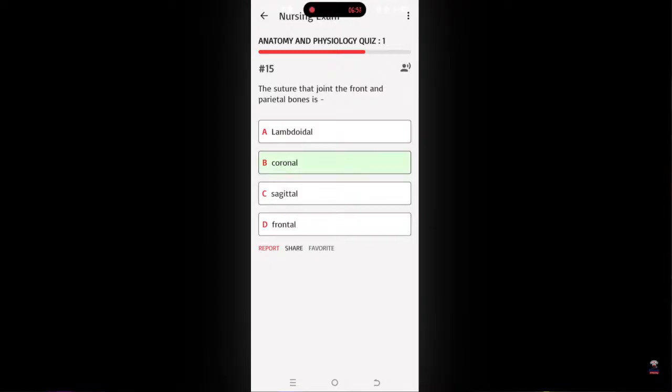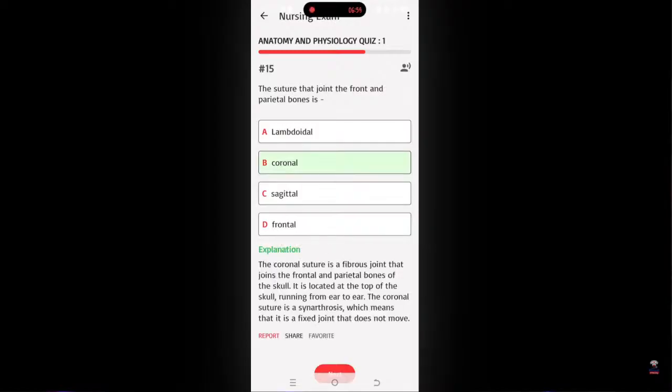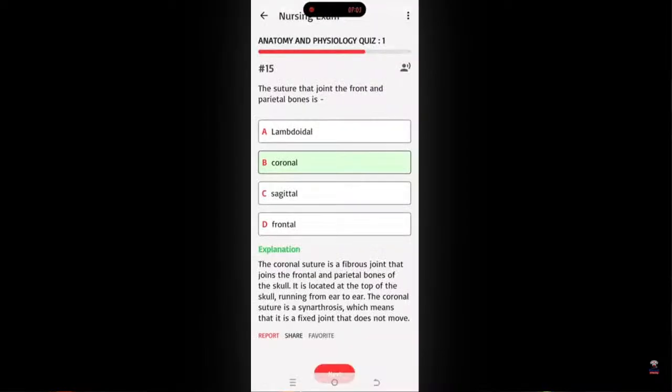Correct answer. The coronal suture is a fibrous joint that joins the frontal and parietal bones of the skull. It is located at the top of the skull, running from ear to ear. The coronal suture is a synarthrosis, which means that it is a fixed joint that does not move.